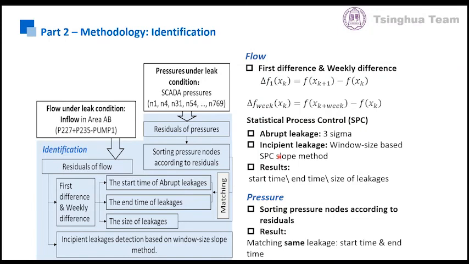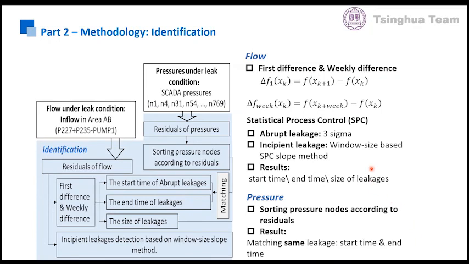There is one more thing to figure out. How does this start time match the end time? The equality of the variation of the flow is used to match the same leak. A complementary method to address this problem is to sort the pressure nodes residuals. For incipient leakages, a window size-based SVC slope method is employed to identify the incipient increase in flow residuals.